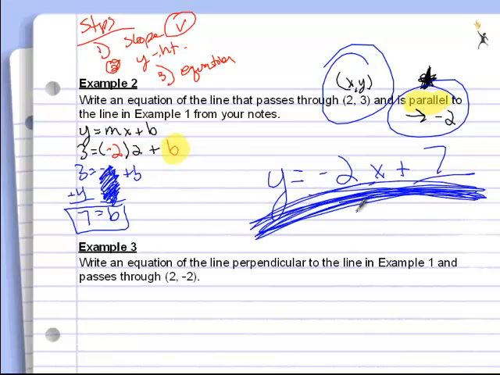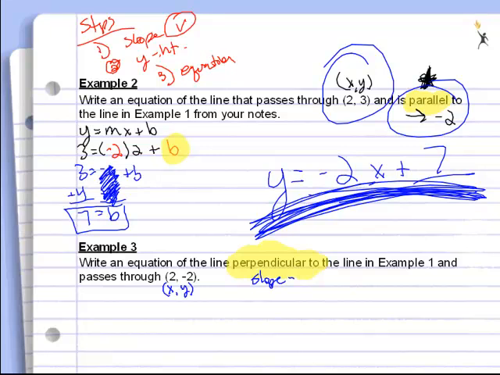Not too tough. Example 3 is similar, but it's also different. Example 3 says, write an equation of a line perpendicular to the line in example 1, and that passes through the point 2, -2. Here they gave me an x and a y, and they told me to use a line perpendicular to the line in example 1. Well, perpendicular lines have a very, very interesting slope.